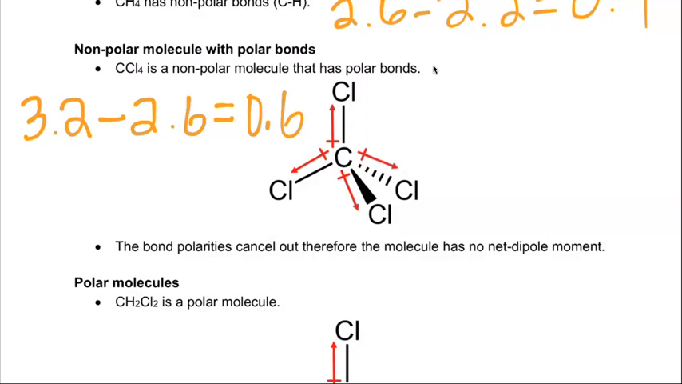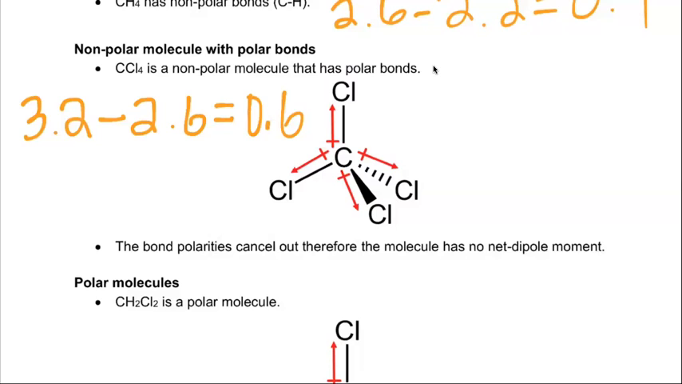Okay. But even though those individual bonds are polar, this molecule is symmetrical. And when I say symmetrical, I know that right now you're like, it doesn't look symmetrical. Like I can't draw a line in the middle of it and it looks the same. But if we look at it in 3D, it actually is. Okay. But on paper, it's a little harder to tell.